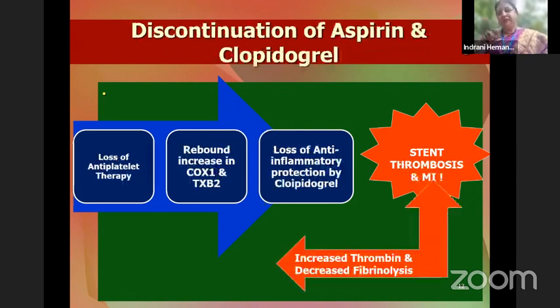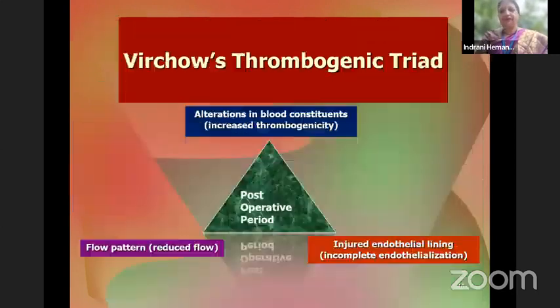So let us see one by one. One, discontinuation of antiplatelet therapy. What happens in this is there is a rebound increase in COX-1 and thromboxane A2 with loss of anti-inflammatory protection by clopidogrel, with increased thrombin and decreased fibrinolysis leading to stent thrombosis and myocardial infarction.